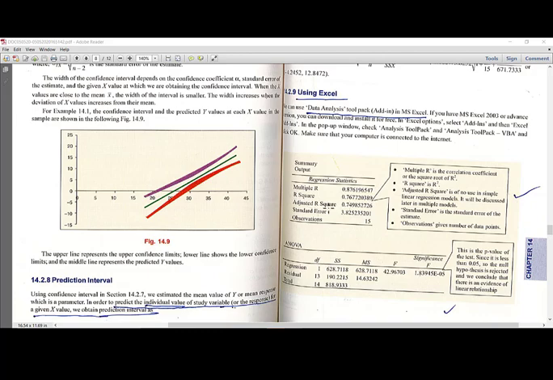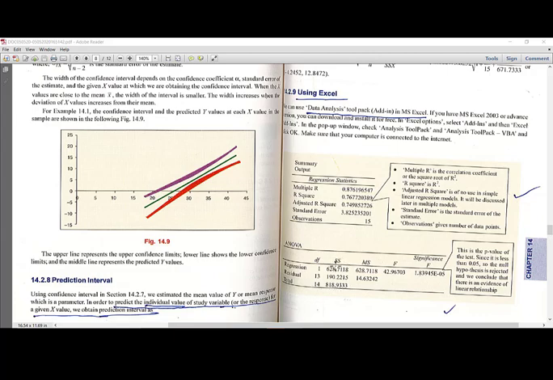Adjusted R square is of no use in a simple linear regression model. It will be discussed later in multiple regression models. Then standard error: this is the standard error of the estimate. And observations, the number of observations, is 15 in our first example. Then coming to the ANOVA, here you see the regression and residual, the number of degrees of freedom 1 for regression, and for residual n minus 2, that is 13, and total 14.